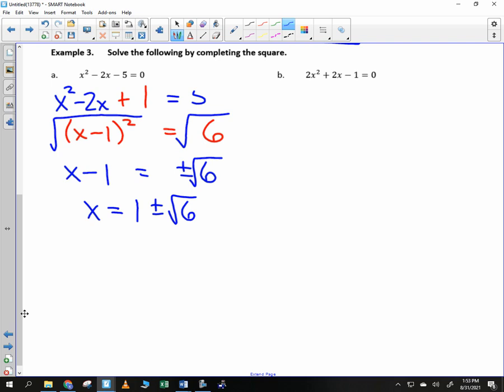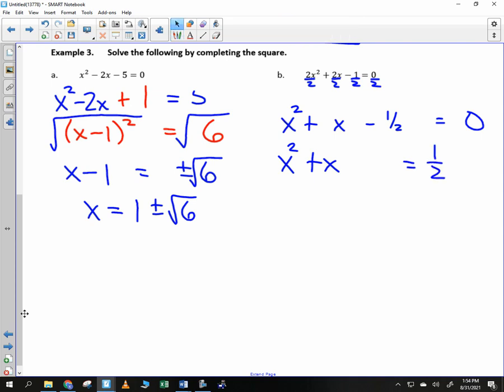Last one, 2x squared plus 2x minus 1 is equal to 0. Can't have a number in front, divide through by 2. The reason why that works so well is what is 0 divided by 2? So notice we get x squared plus x minus 1/2 is equal to 0. What should I do now? Move the 1/2. Excellent work. x squared plus x equals 1/2.